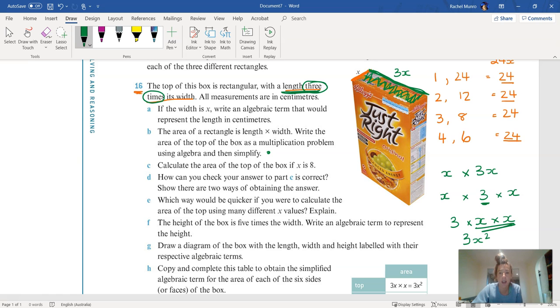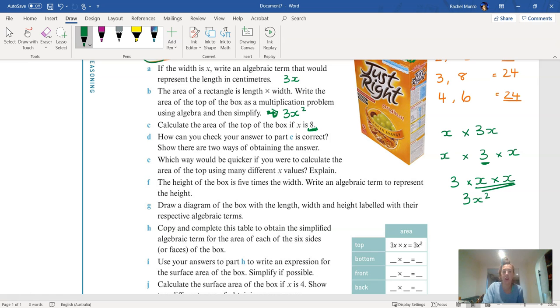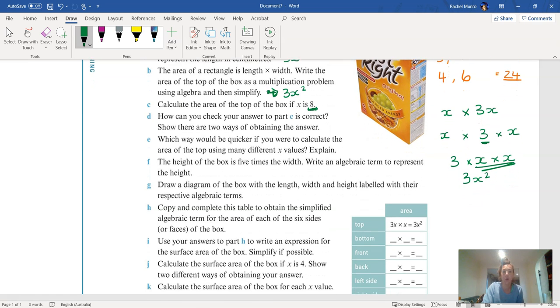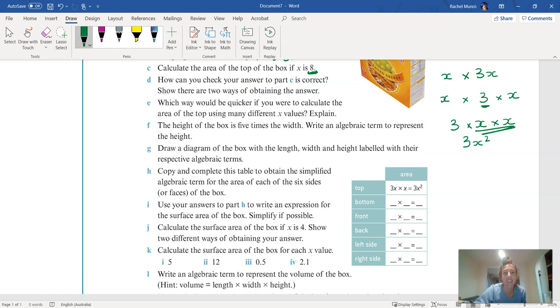Okay, so you should have 3x here to show that side length, and you should now have the area of the top of the box is 3x squared. Now, it's telling me that x is actually equal to 8. Can you please now try to solve question C on your own, knowing that x is equal to 8?